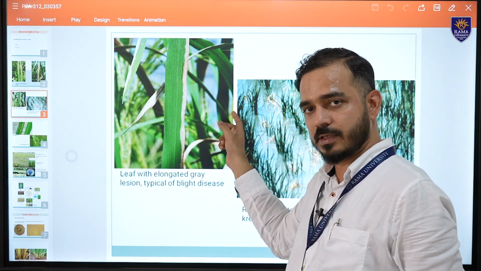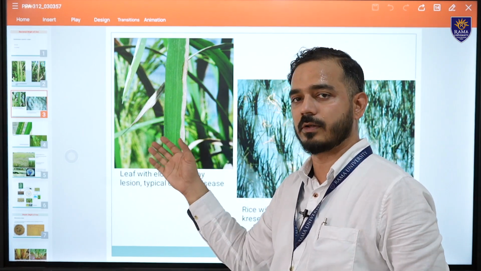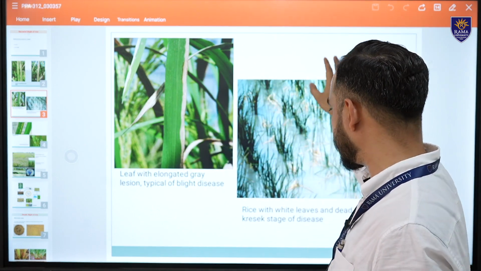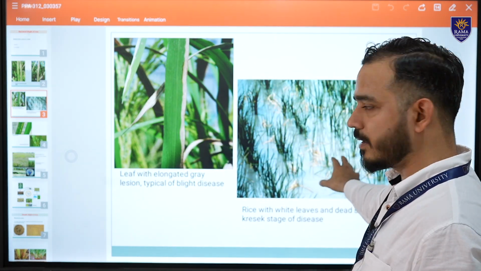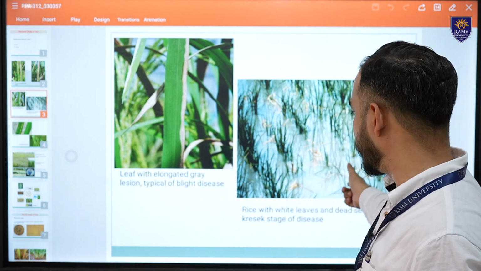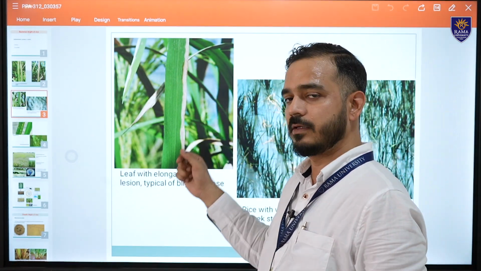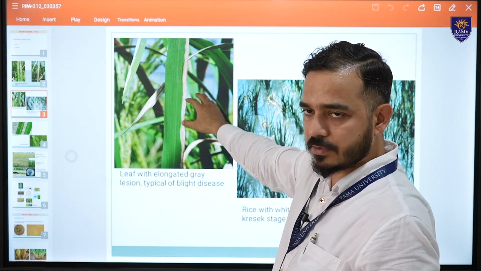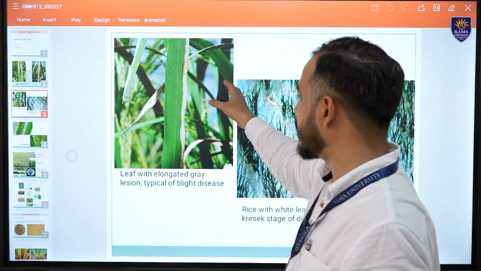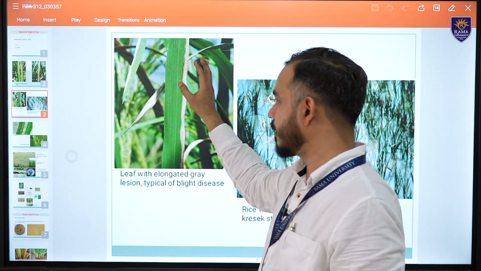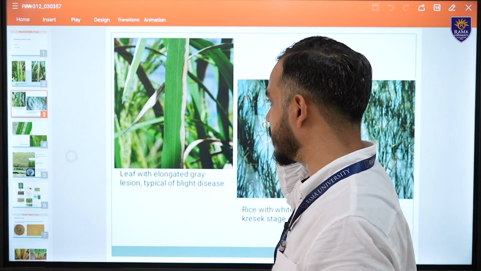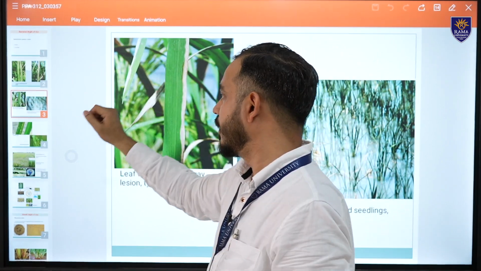So these two pictures depict the typical symptoms of the two phases of the disease. The first one is the kresek symptom, which means wilting in the seedling, and the second one is leaf blight. The disease is named after this particular symptom, because this is the most common symptom in the bacterial blight of rice, which is caused by Xanthomonas oryzae pathovar oryzae.